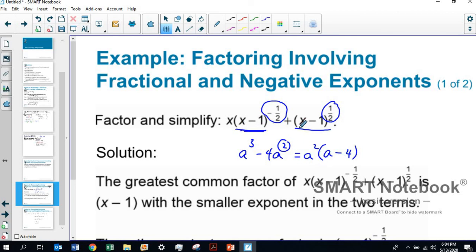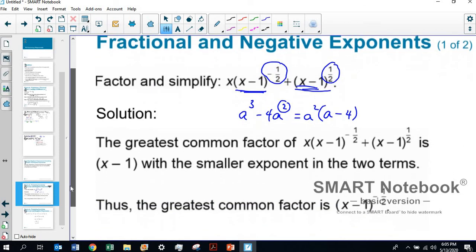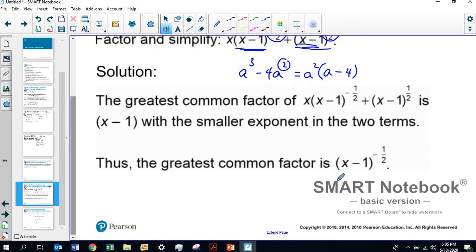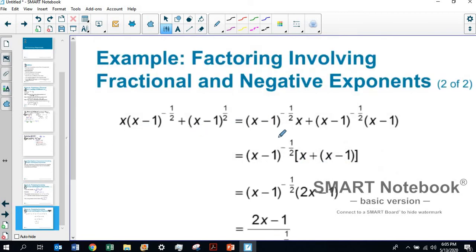I'm going to do the same thing here. My common factor is x minus 1. The lower power is negative 1/2, and so the smaller exponent means the greatest common factor is (x minus 1) to the negative 1/2. Now what does that look like when I factor it out? If I factor that out, I'm left with x here, but I'm going to think of the second term as (x minus 1) to the positive 1/2.